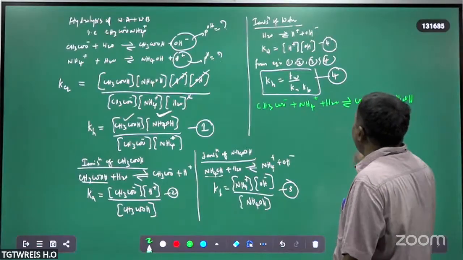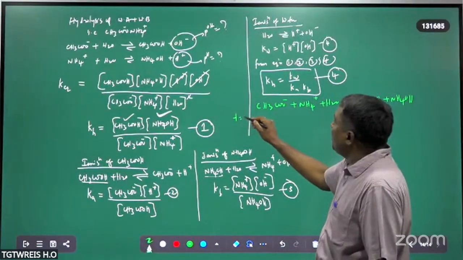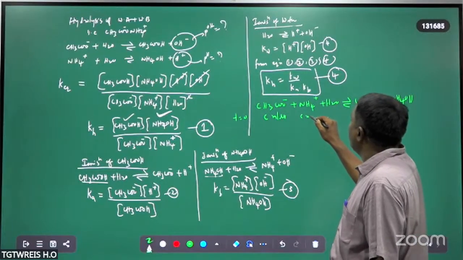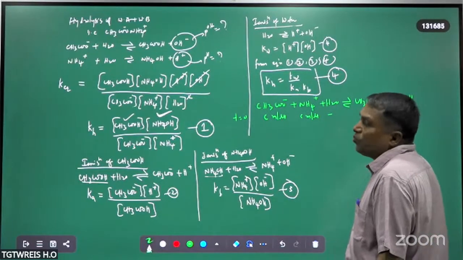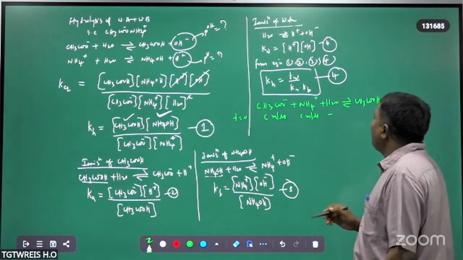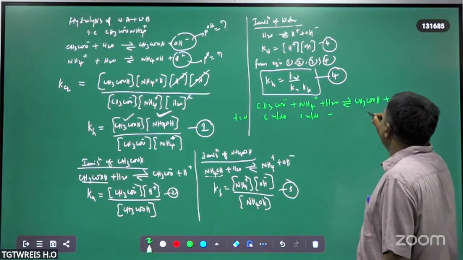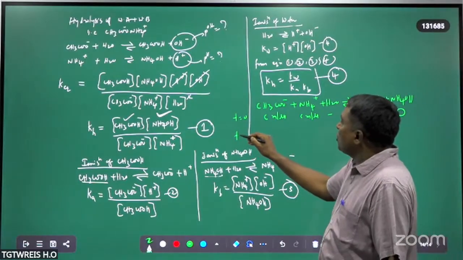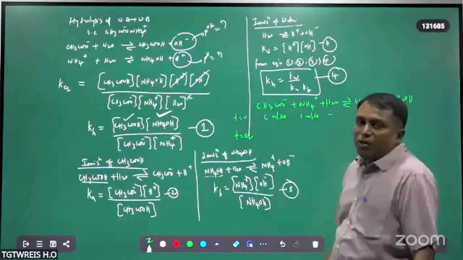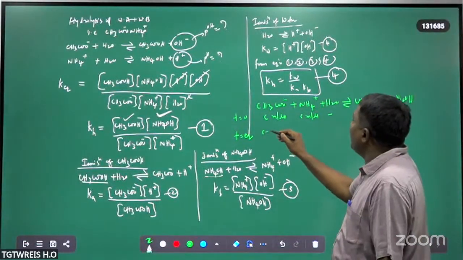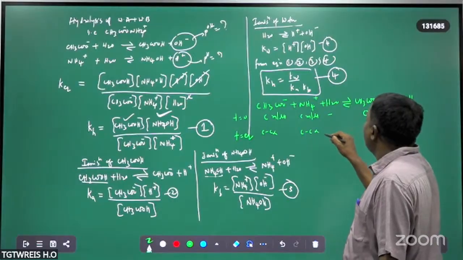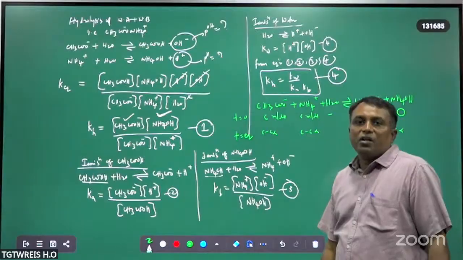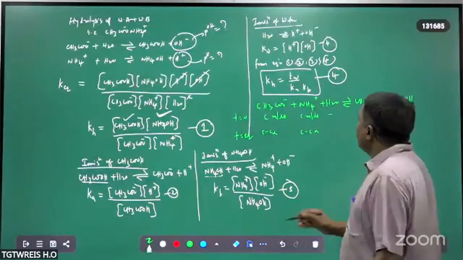CH3COOH plus NH4OH. Suppose at time t equal to 0, you take this as C moles per liter and this also C moles per liter. And this is the pure liquid water. It never affects the equilibrium constant. This is 0 initially, this is also 0 initially. After establishment of the equilibria, what will happen? This will be C minus C alpha, this also C minus C alpha, this is C alpha, this is C alpha. As per your chemical equilibria, already we know this now.